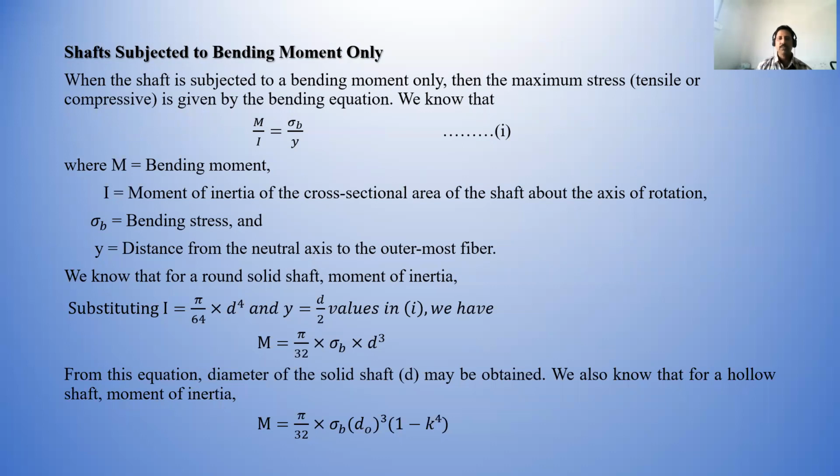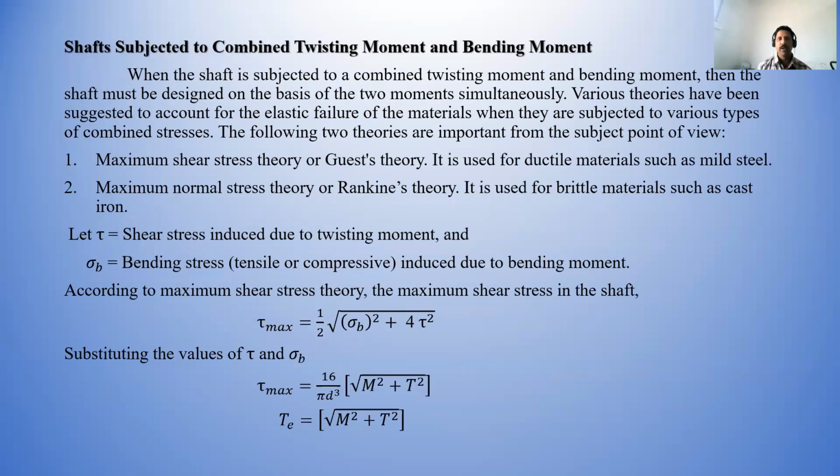For a hollow shaft, we use the relation bending moment M equal to pi by 32 sigma b d naught cube into 1 minus k to the power of 4. When the shafts are subjected to combined twisting and bending moment, we have to use two theories: the maximum shear stress theory and the maximum normal stress theory. We know tau is the shear stress due to twisting moment and sigma b is the bending stress due to bending moment.